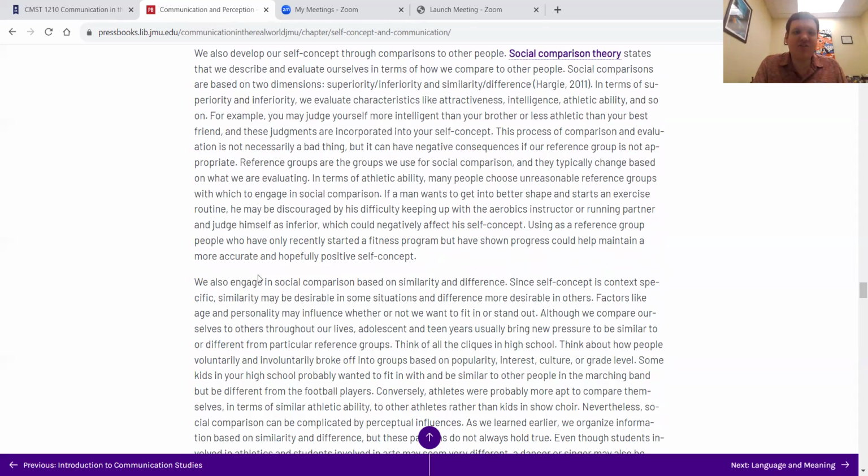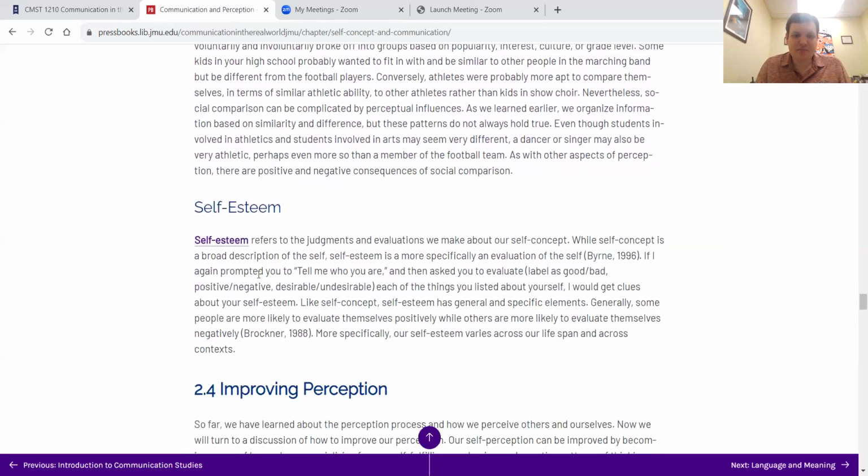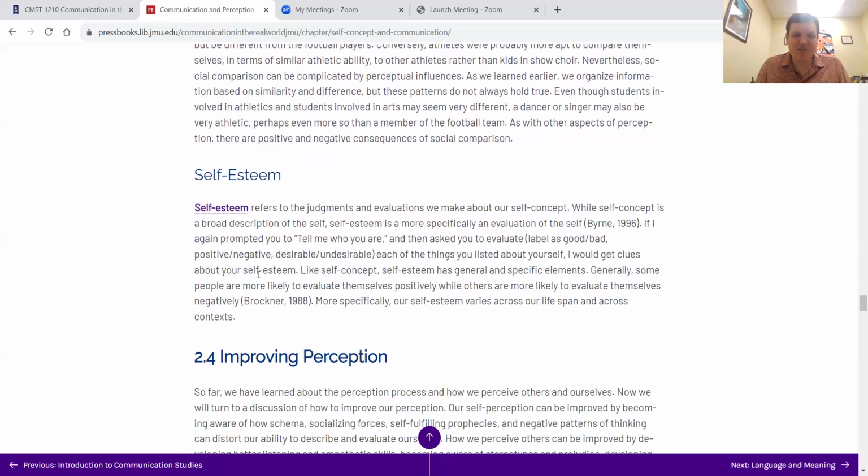So social comparison theory states that we describe and evaluate ourselves in terms of how we compare to other people. So there's 2 dimensions: the superiority-inferiority dimension, and the similarity-difference dimension. So we may view ourselves as better or worse than other people around us in terms of attractiveness, intelligence, athletic ability, so on, whatever it may be. And we may view ourselves as more similar or different to other people. It's not necessarily a bad thing, but just reference groups. Where do I fit in? So that would impact our self-concept. So yeah, that's a bit about the self-concept and self-esteem.